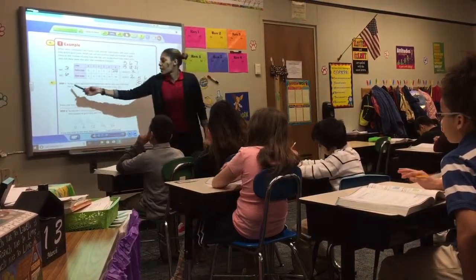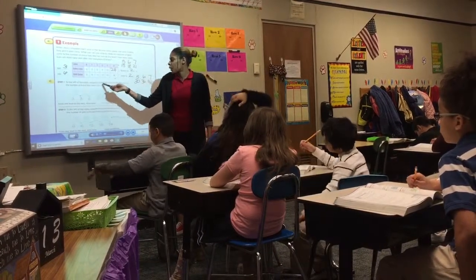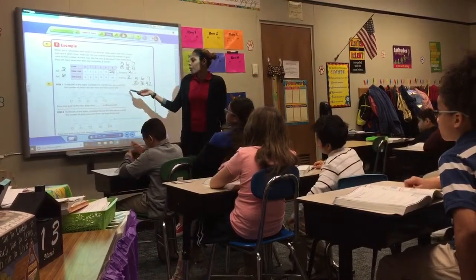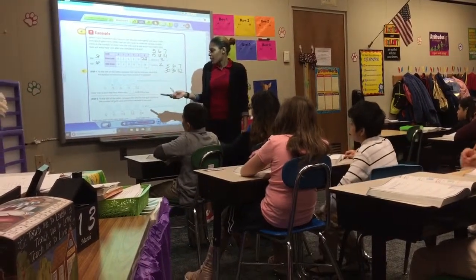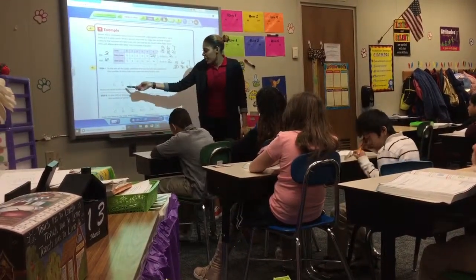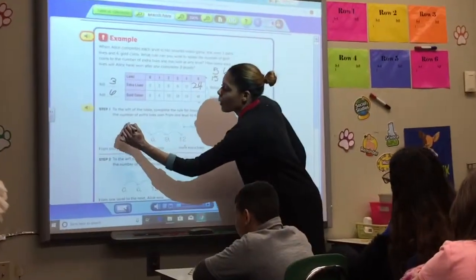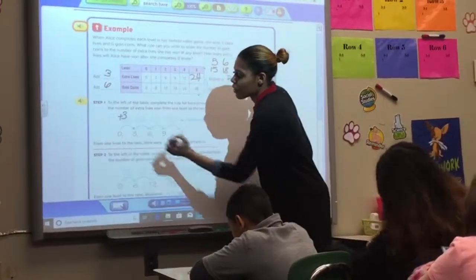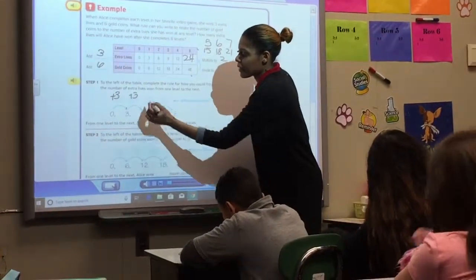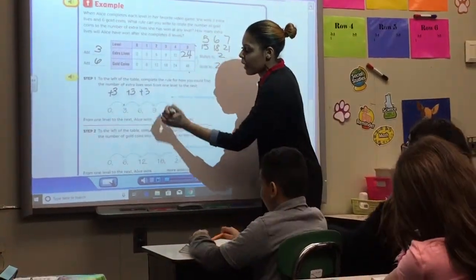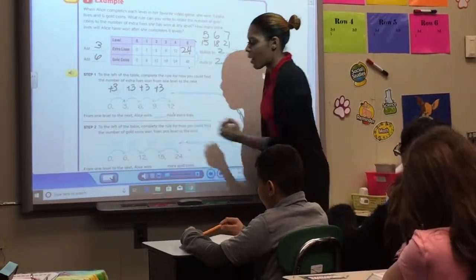So the first step says, to the left of the table, complete the rule for how you could find the number of extra lives from level 1 to the next one. So that's what we did. We did 0 plus 3 gives us 3. And 3 plus 3 gives us 6. And 6 plus 3 gives us 9. And 9 plus 3 gives us 12.